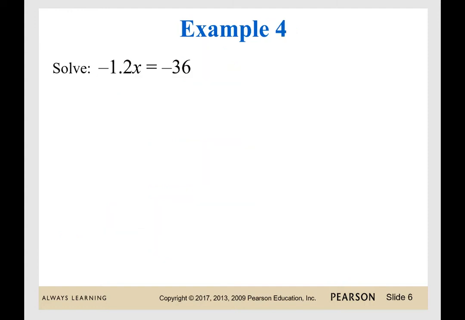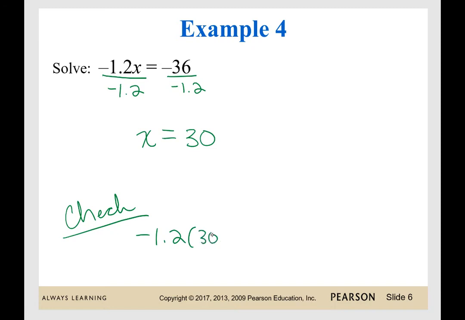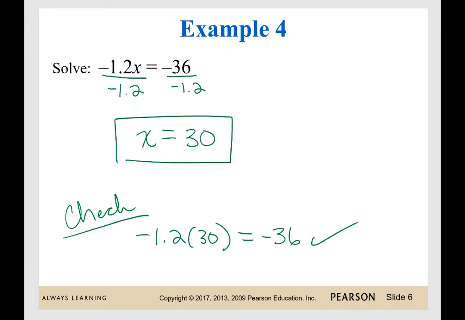This also works for decimals. Again, x is being multiplied by negative 1.2, so to get rid of multiplication, we have to divide. So the negative 1.2's will divide out, and we'll be left with x. And then again, feel free to use that calculator. If you get really stuck with decimals, I understand a lot of you struggle with decimals. So negative 36 divided by negative 1.2 should be positive 30 when you put that in your calculator. And again, just make sure you check. So negative 1.2 times 30, put that in your calculator, you should get negative 36. So that works out. And then I put a box around my answer after I have checked it.